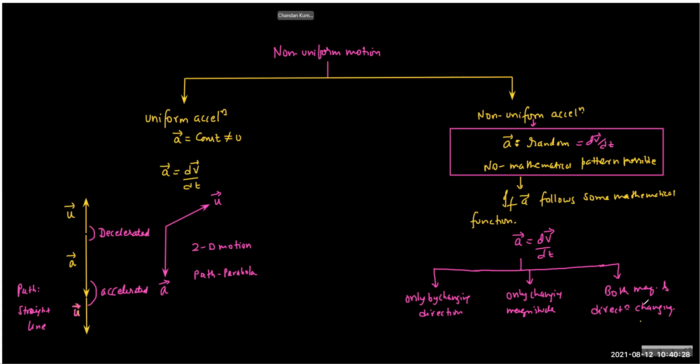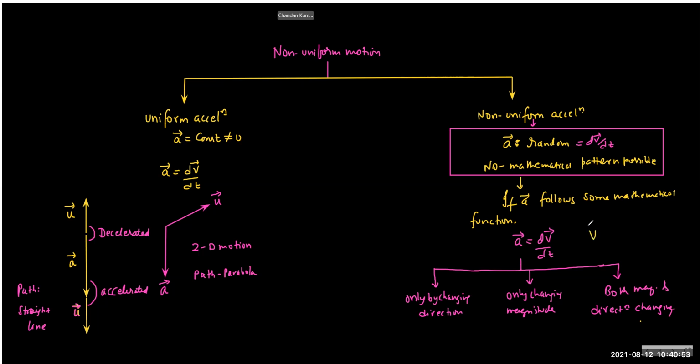then the a vector is equal to dv vector by dt. No, whether it follows or not, a is always dv by dt, but when it follows a function, you can derive something further. Yeah, sir, I understood that, but I'm not able to understand the three top points below that flow chart.